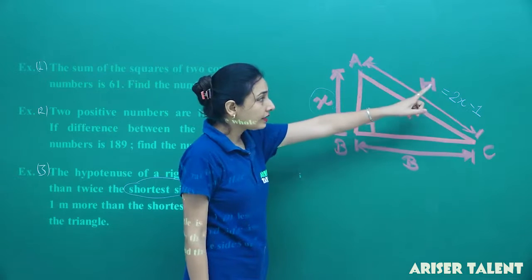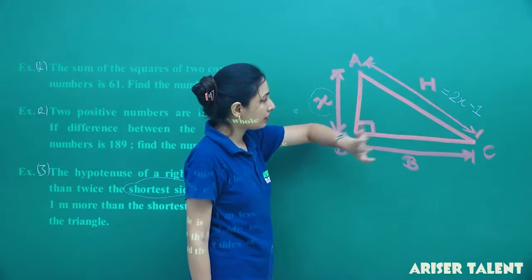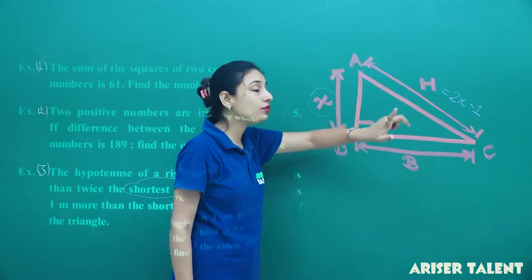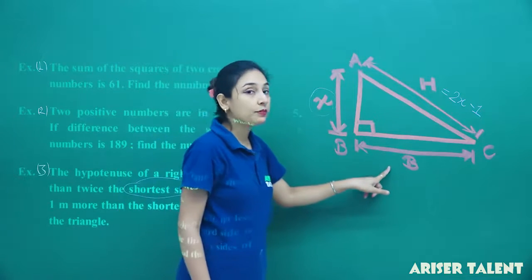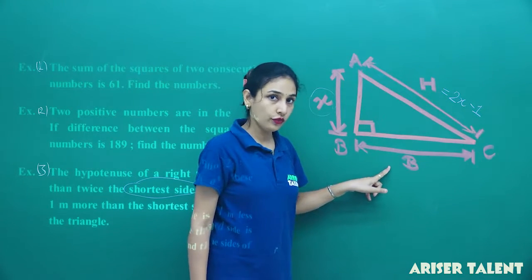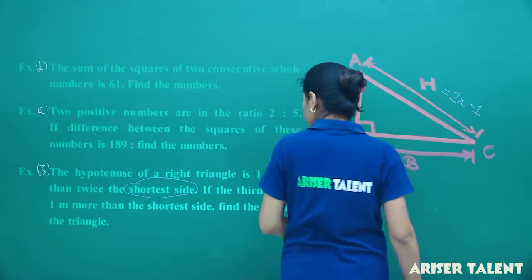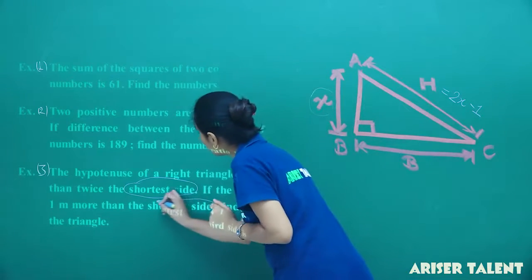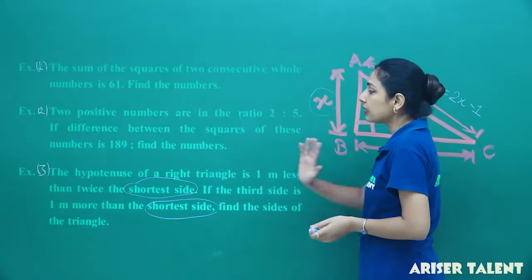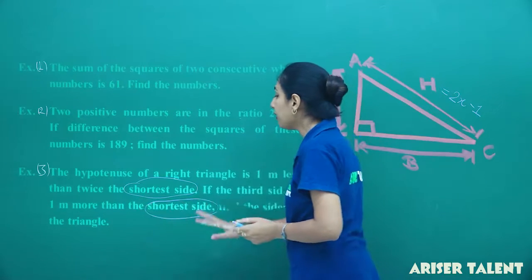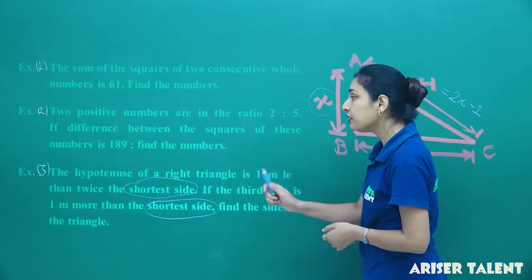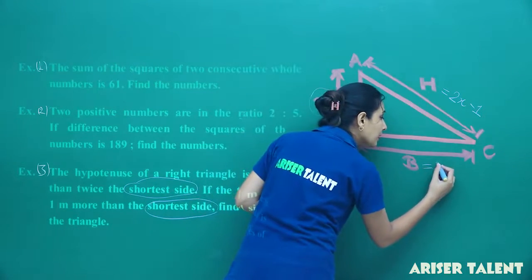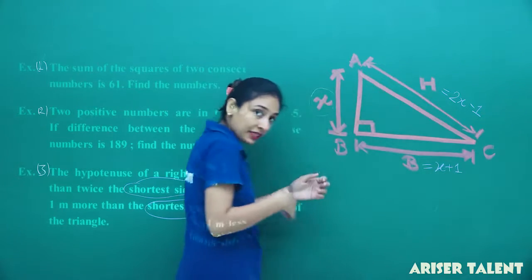Understanding or not? Now we have studied in our previous classes that hypotenuse square equals perpendicular square plus base square. So we can use that formula here to form the quadratic equation. Now, the third side is 1 meter more than the shortest side. Again it is based on the shortest side, so yes, we have chosen the correct side to be x. If the shortest side is x meter, the third side becomes x plus 1 meter.